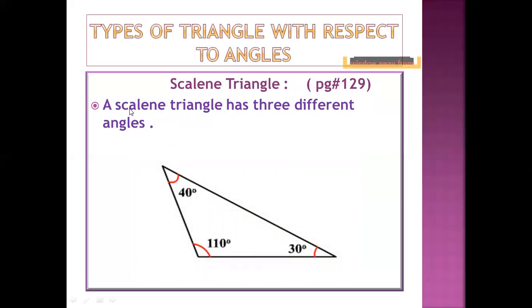Scalene triangle. A scalene triangle has three different angles. As you see, all the angles have different measurements: 40, 30, 110 degree, because the sum of the angles of the triangle is 180. When you add these three different angles, the sum must be equal to 180 degree.